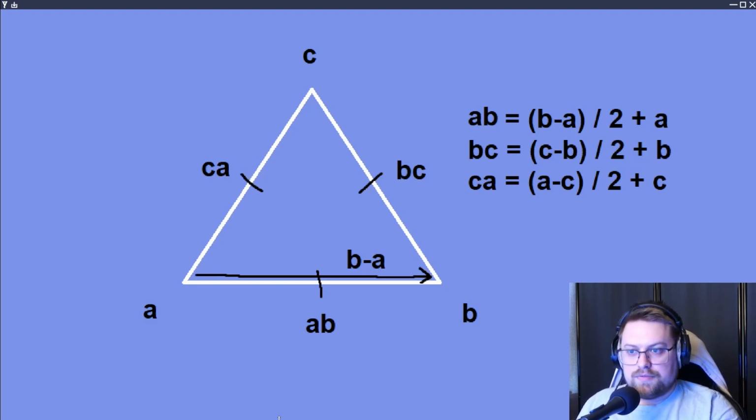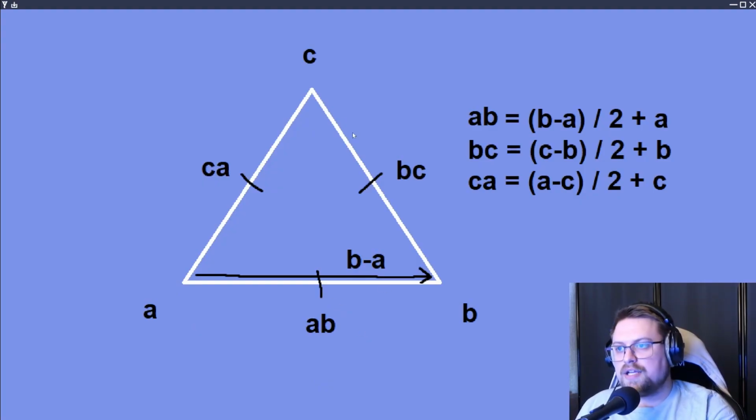All we really need to do is we take the vector b minus the vector a, so we get the difference between them. Then we take half of that because we want the middle, and then we add a to that vector. So we start at the position a, and we go halfway along the vector b minus a. And that gives us a new point, which I call ab.